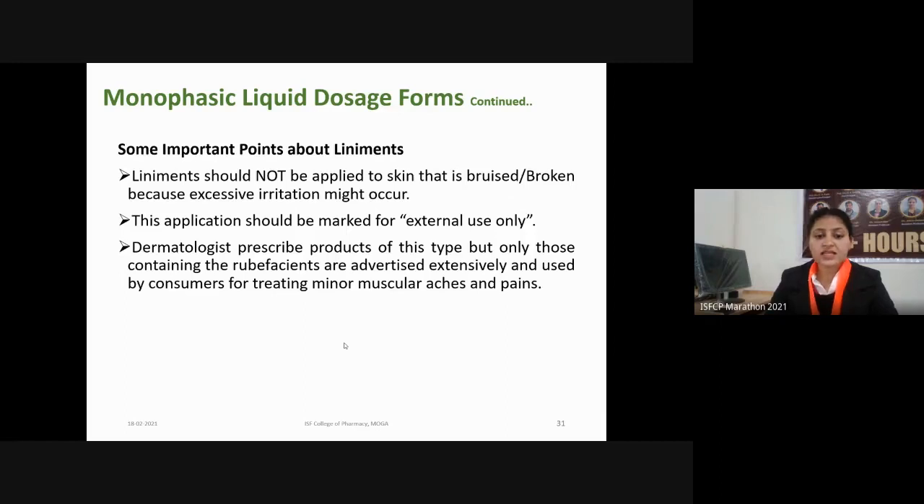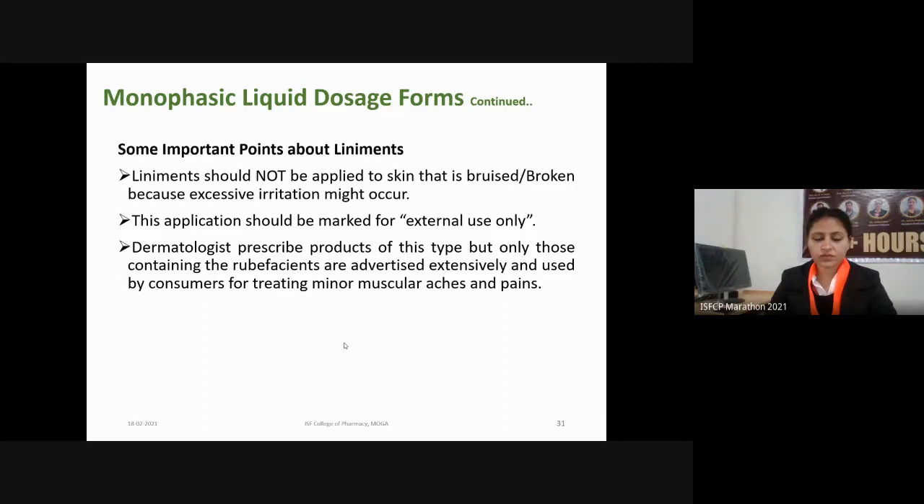This application should be marked for external use only. While formulating and dispensing this liniment, it should be marked on the label that it is only for external use, because it comes into the category of external use preparations. Next, dermatologists prescribe products of this type, but only those containing the rubefacient are advised extensively and used by consumers for treating minor muscle aches and pains.